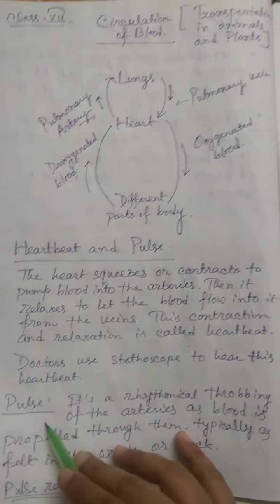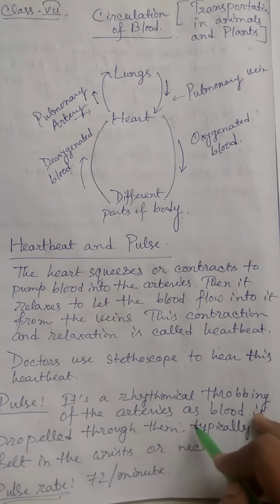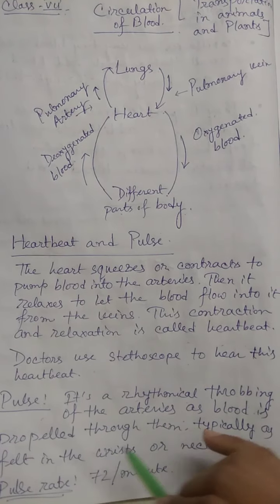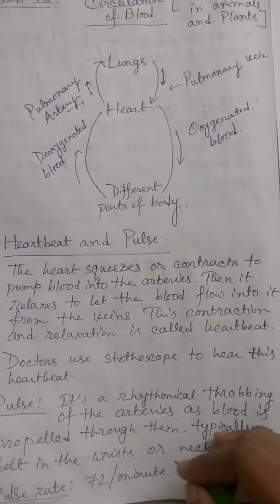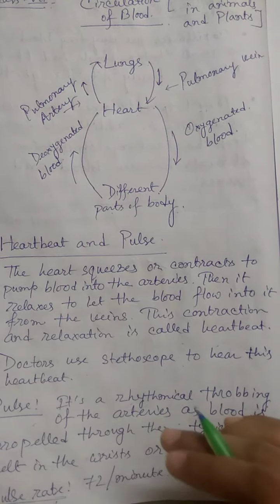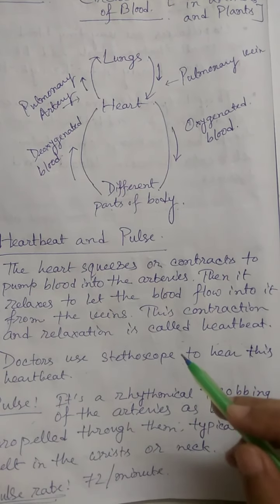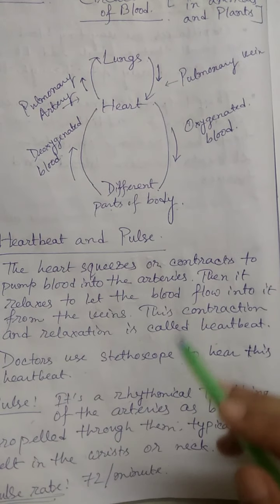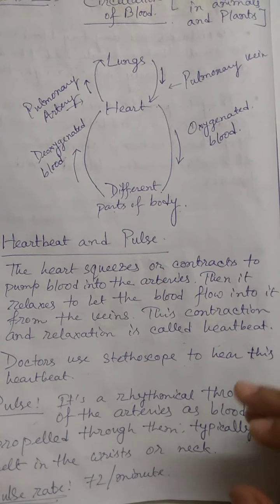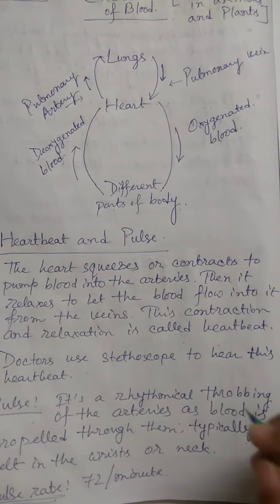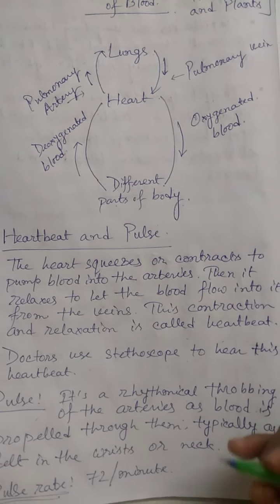Now what is the pulse? It is a rhythmical throbbing of the arteries as blood is propelled through them. Now when the blood comes into the arteries, a huge force is there because the heart squeezes and the blood enters into the aorta, then into the different arteries. So a huge amount of blood is passing through the arteries. So this produces a throbbing sound. This throbbing sound is known as pulse.